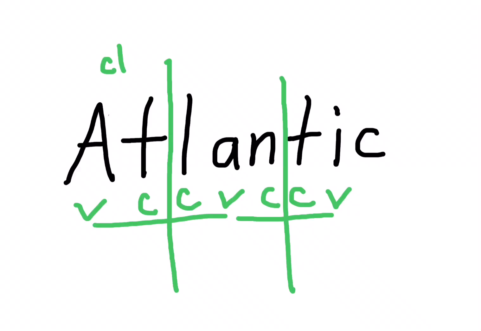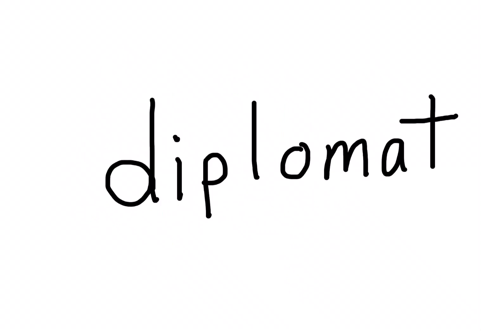This looks like it's closed because the N closes in the A, and this also is closed because the C closes in the I. So we'll label both of those as closed. And let's just read each syllable and then blend them together. Atlantic. Atlantic, like the Atlantic Ocean. Let's try the next one.